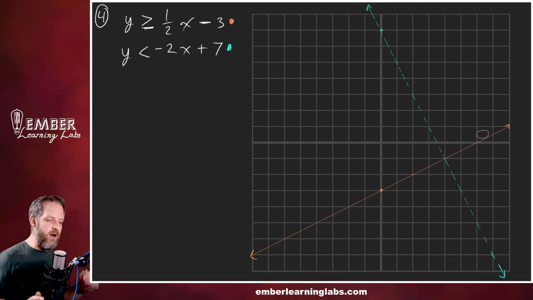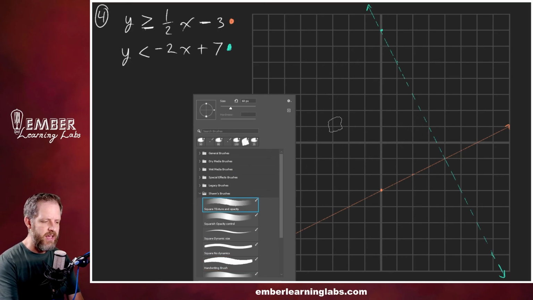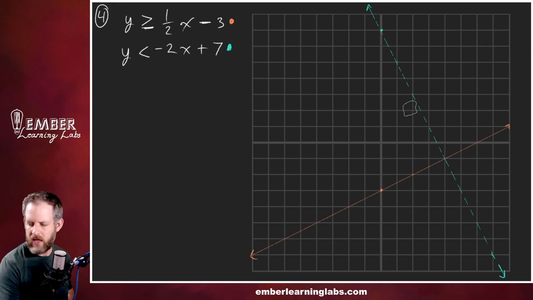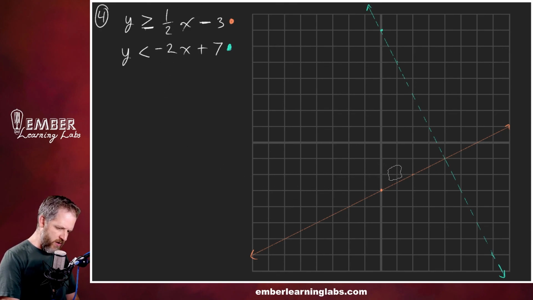Now, we need to figure out where we need to shade. The textbook we're using is very similar to a lot of textbooks for this. It shades all of the regions, but really the true answer to this is where both of these things are true. So for this one, y is greater than or equal to this. So this is the orange one.